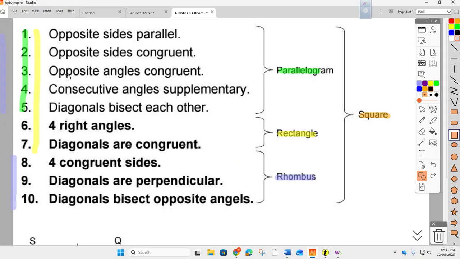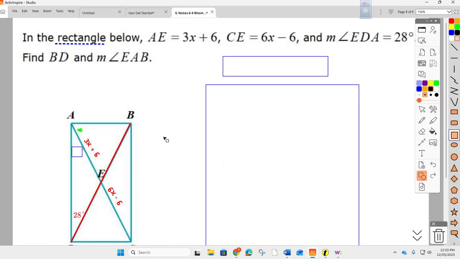These are specific to a rectangle. Did they mark the right angles congruent? Did they mark any right angles on there? No. Did they mark diagonals congruent? No. So can't we mark those on there? Yeah. Okay. So there's 4 right angles. I'm going to go with 1 because this is the corner I'm working with.